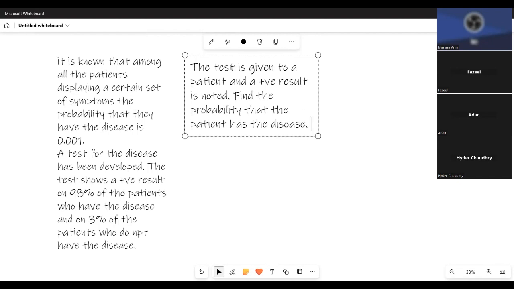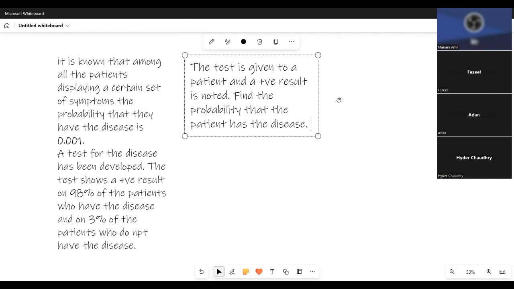Okay, hope I haven't mistyped anything. It is known that among all patients displaying a certain set of symptoms, the probability that they have a certain rare disease is 0.0001. A test for the disease has been developed. The test shows a positive result on 98% of the patients who have the disease and 3% of the patients who do not have the disease. The test is given to a particular patient displaying the symptoms and it is recorded as positive. Find the probability that the patient has the disease.